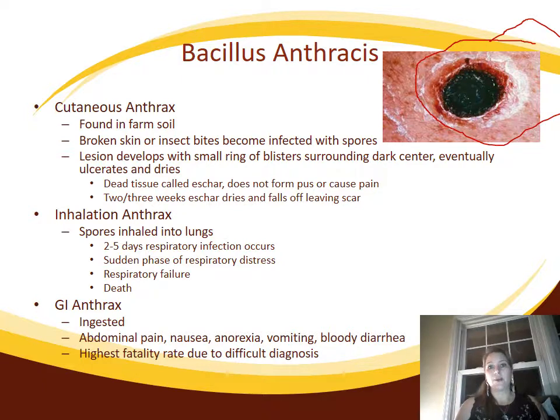it enters the skin through either broken skin or insect bites that become infected with spores, and the lesion actually develops this ring of blisters around a dark center, which eventually just kind of ulcerates like this one did, dries out. So you've got this black center starting to dry out here along the sides. 2 or 3 weeks later, this little eschar, this black spot, will actually fall off and just leave a scar in the area. So that's not really the most severe form of anthrax.